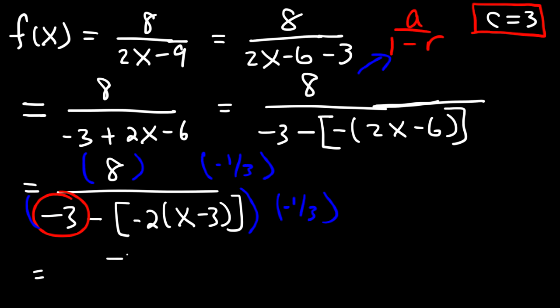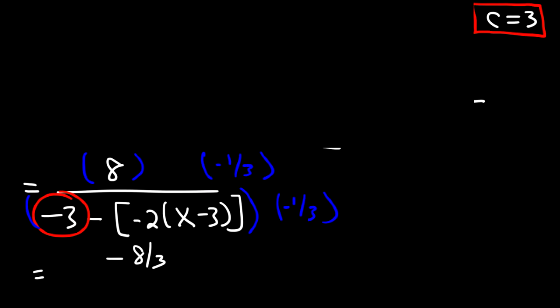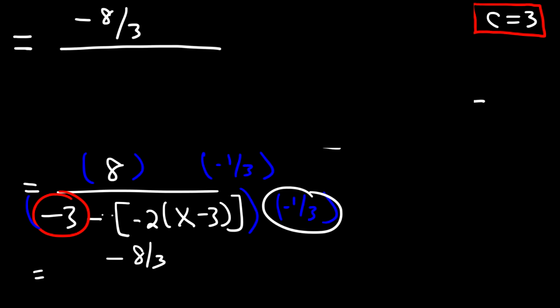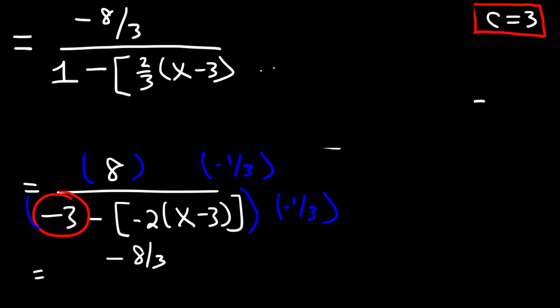And so this is going to be negative 8 over 3. Since I'm running out of space, I'm just going to put this at the top. So it's negative 8 over 3 on the top. And then we have negative 1/3 times negative 3, which is positive 1. And then minus, let's keep this negative sign. Let's not change it. And then negative 2 times negative 1/3. That's going to be inside the brackets, but positive 2 over 3. And then times x minus 3.